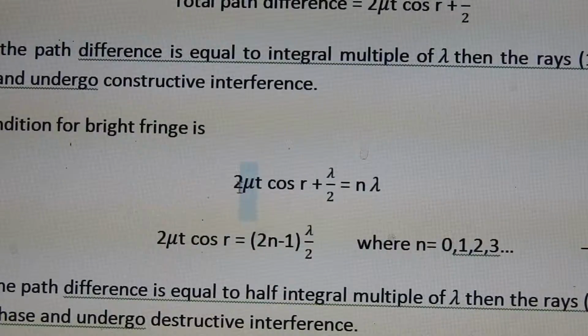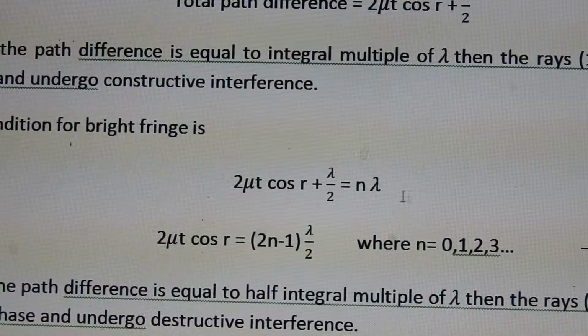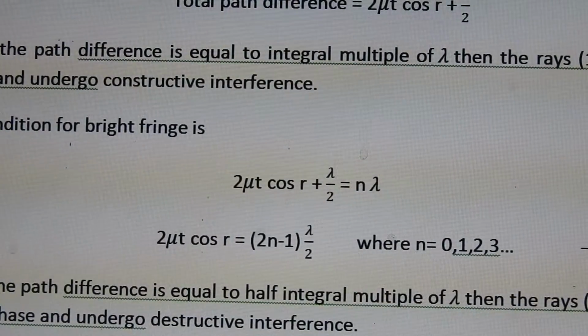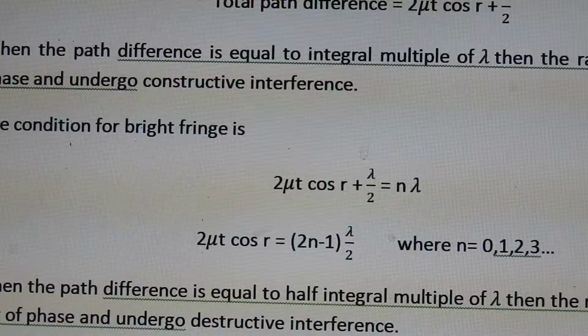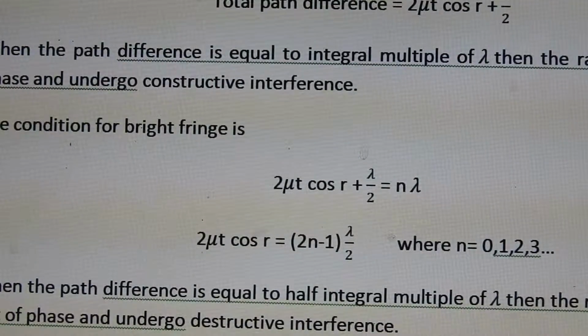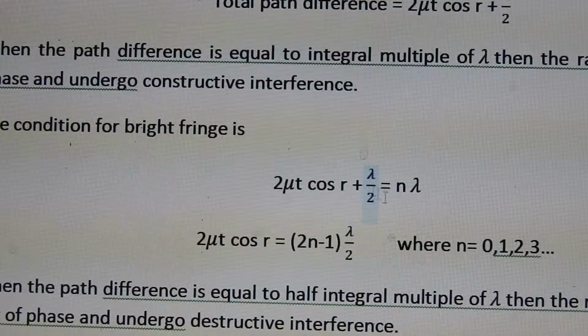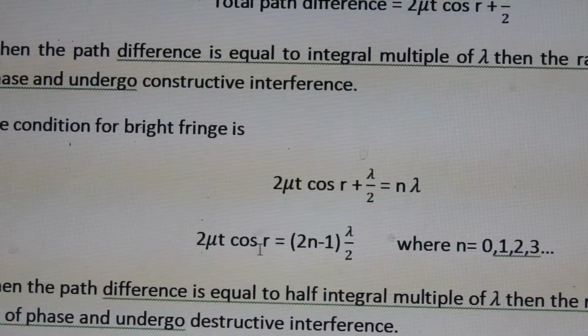So if the path difference 2 mu T cos R plus lambda by 2 is equal to n lambda, we will get a bright fringe. The condition for bright fringe is 2 mu T cos R plus lambda by 2 should be n lambda. Then 2 mu T cos R is equal to n lambda minus lambda by 2, so taking LCM and simplifying, you will get 2n minus 1 into lambda by 2 for 2 mu T cos R.